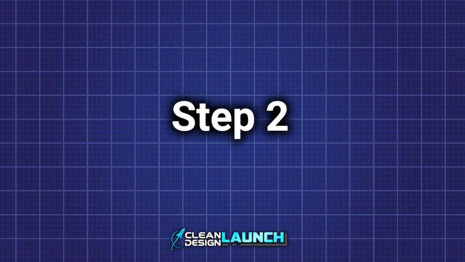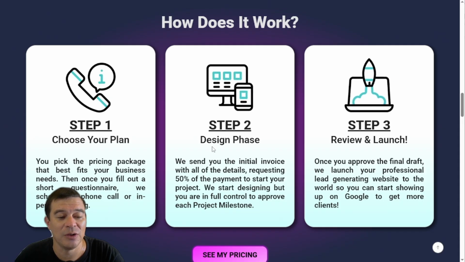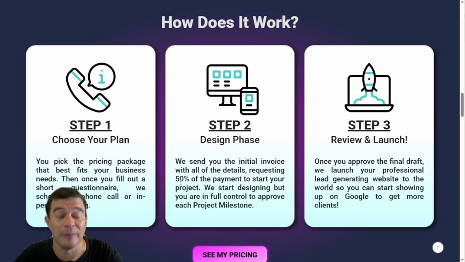So step 2 for us is the design phase. We send you the initial invoice with all the details, requesting 50% of the payment to start your project. We start designing, but you are in full control to approve each project milestone. So everybody's step 1, 2, and 3 is going to be different, right? But for us specifically, we wanted to put in the fact that they only have to pay 50% up front.